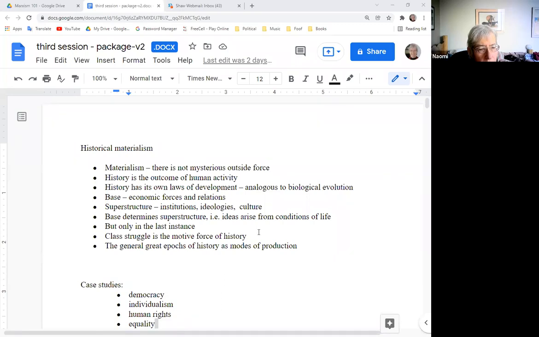So those descriptions are actually, again, somewhat Eurocentric. Marx and Engels, when they were developing their overall view of human history, were using mostly European examples.